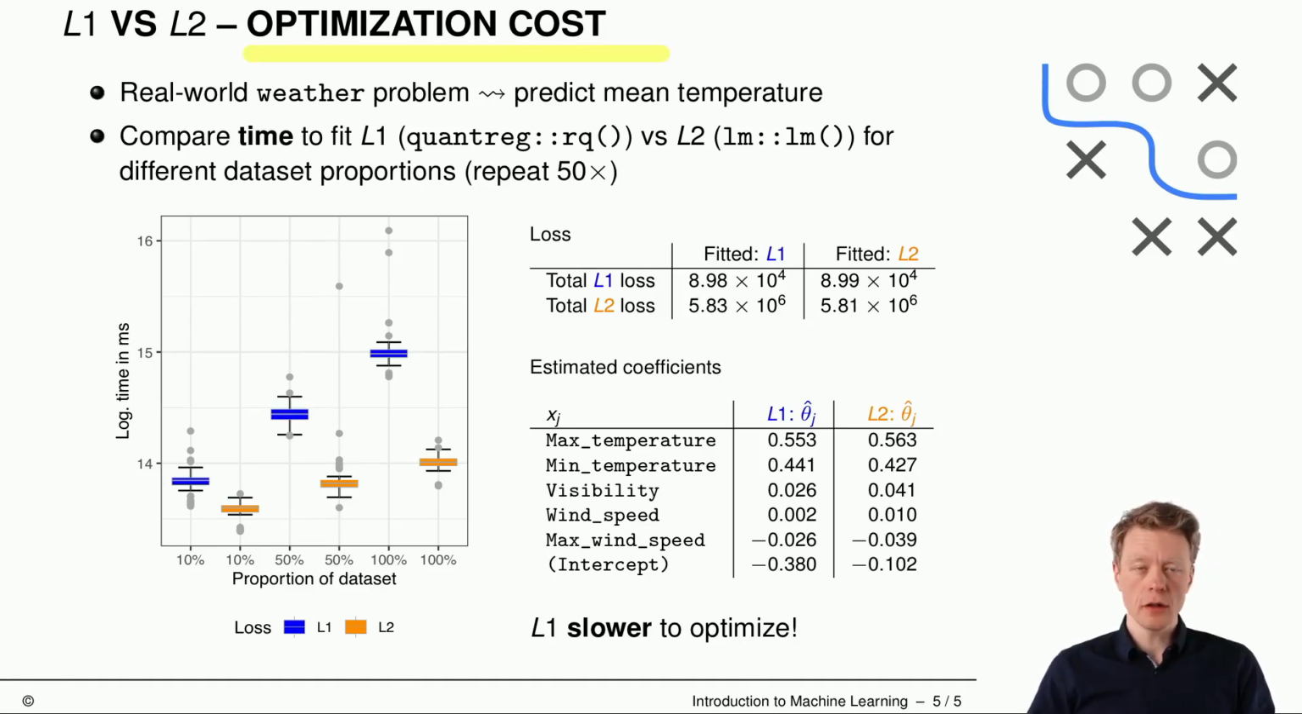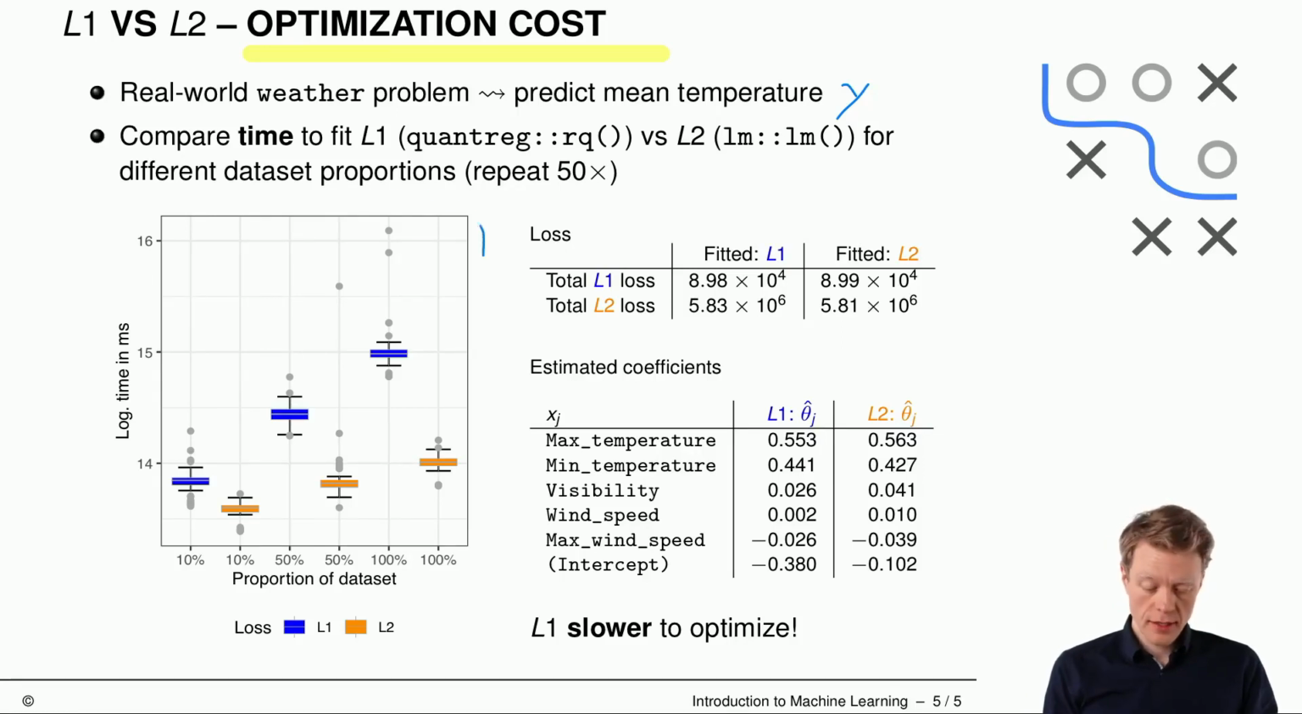There is another difference between L1 and L2 loss, and that is regarding the optimization cost of learning the model. Let's have a look at a real-world data problem, the weather data set, where the y variable is the mean temperature. So we want to predict the mean temperature. And we compare the time we need for fitting an L1 regression and an L2 regression.